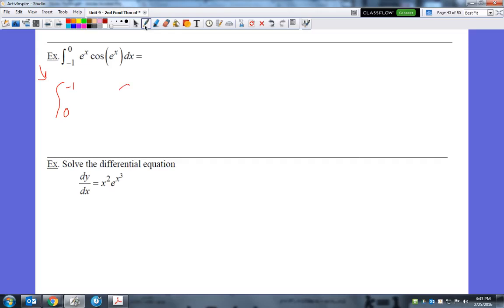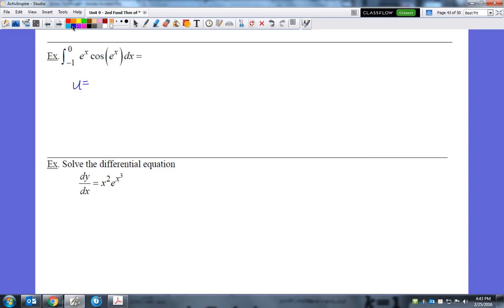So another rewrite would be negative 1 to 0 with a negative out in front. Now, it doesn't apply here. I just wanted to bring that in, because I don't want people making negative mistakes on the test as much as possible. Alright, so let's leave it as it is, and we're going to go ahead and find u.